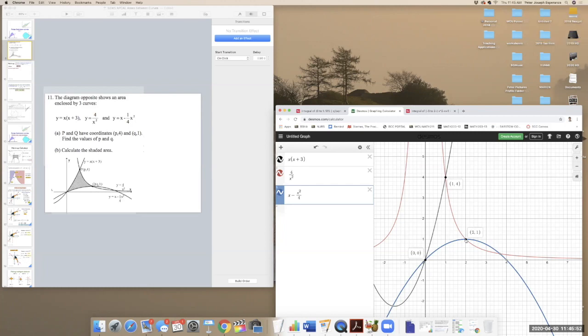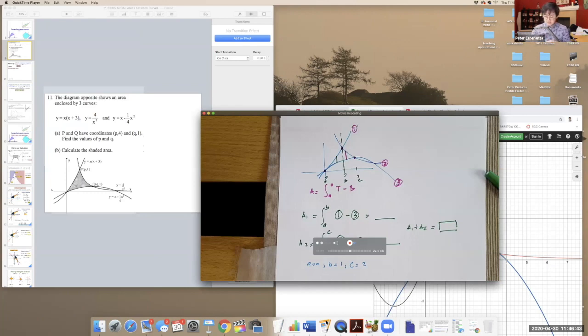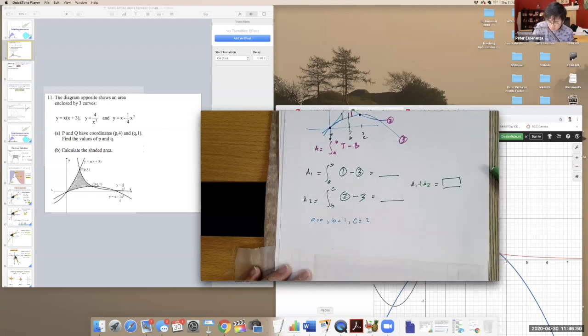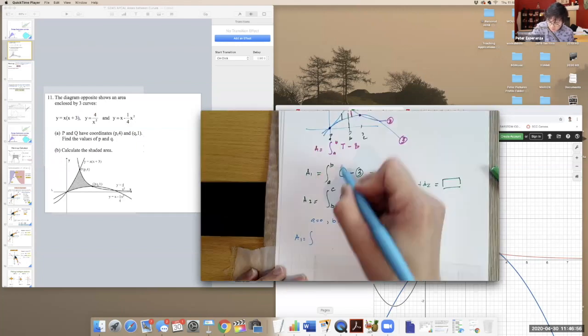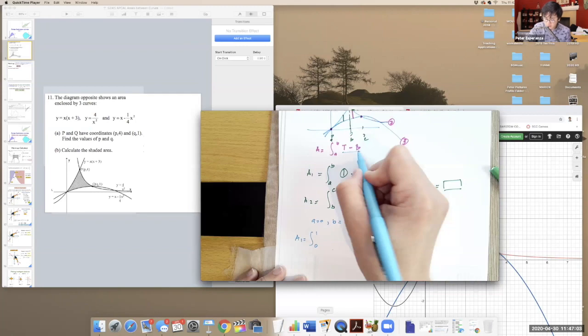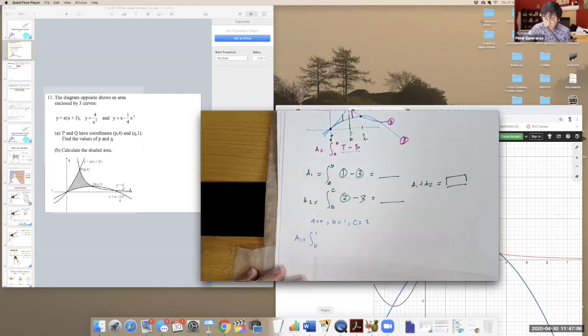Yes. All right. So my A is going to be 0. My B is going to be the middle, 1. And my C is going to be the last one, which is 2. A is 0, B is 1, and C is 2. So if I'm going to execute our game plan, area 1 is going to be A through B, from 0 up until 1 of top minus bottom, which is function 1 and 3.